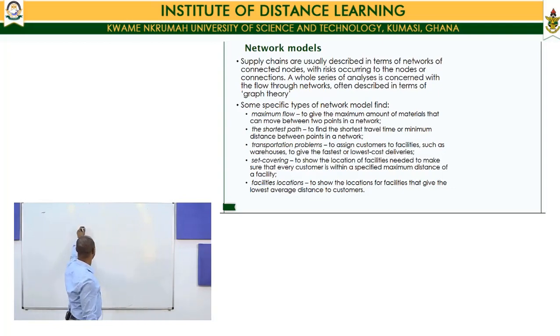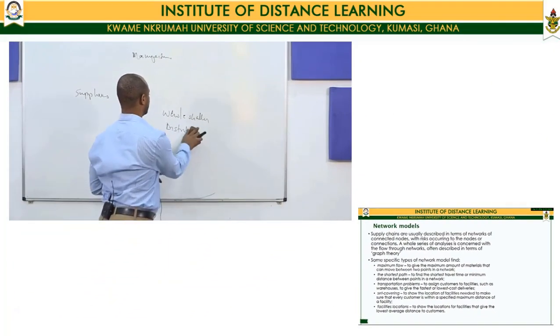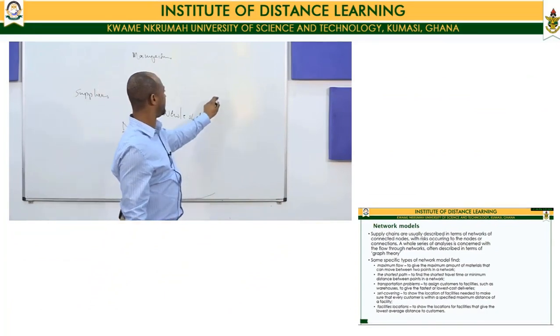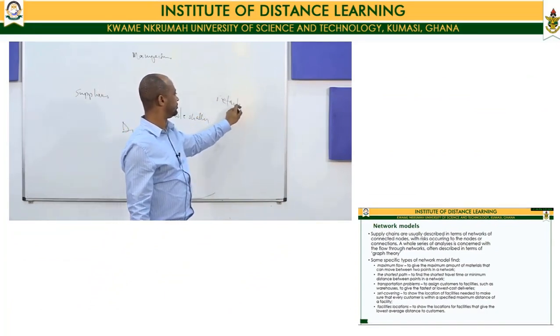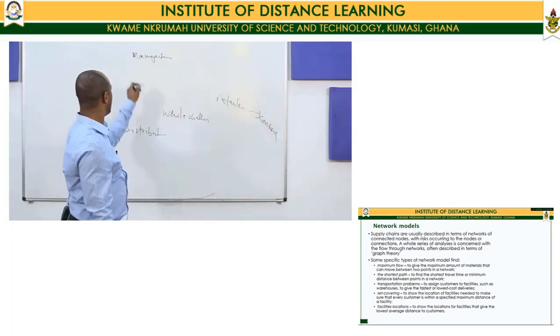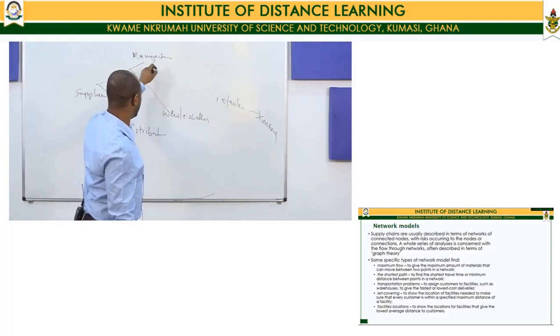So I have the manufacturer sitting here. I have the suppliers sitting here. I have wholesalers, distributors. I have distributors sitting here. I have retailers. And then I have the consumers. So we are looking at the flow between these people.